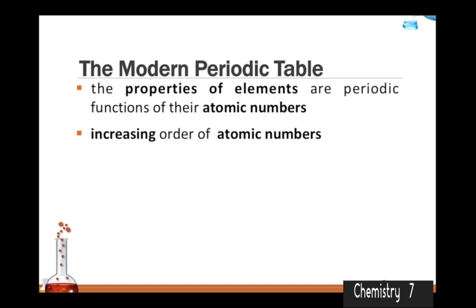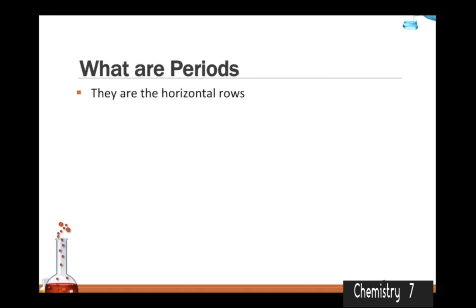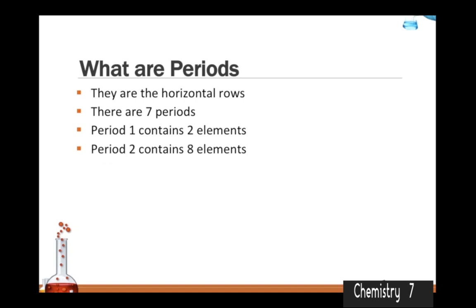In the modern periodic table, the elements are classified into periods and groups. What are the periods? They are the horizontal rows in the periodic table. There are 7 periods of elements in the modern periodic table. Period 1 contains 2 elements. Period 2 contains 8 elements. Period 3 contains 8 elements.